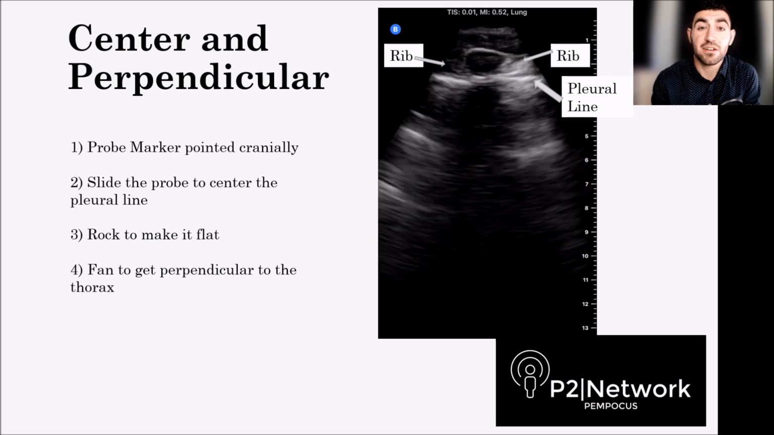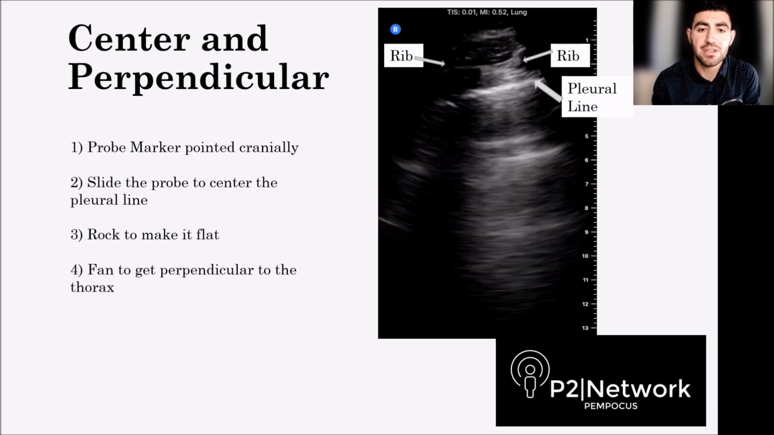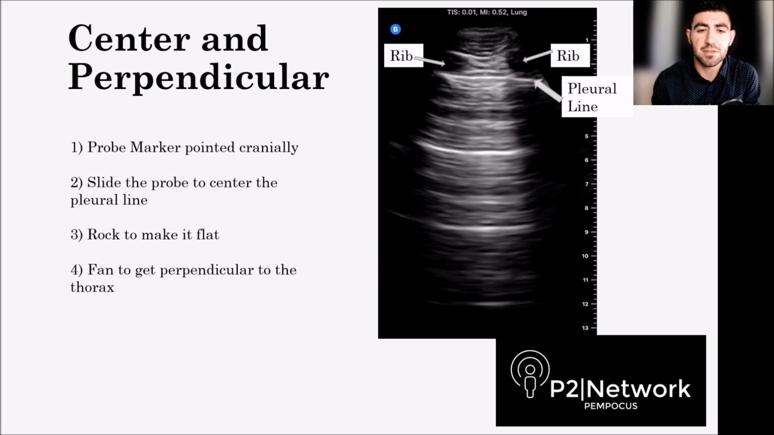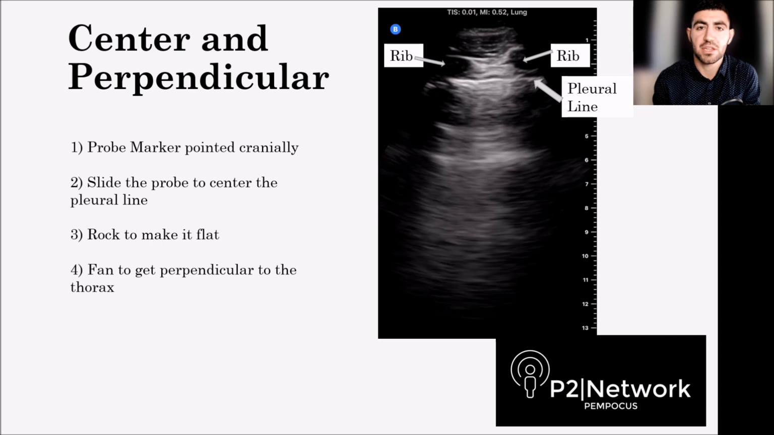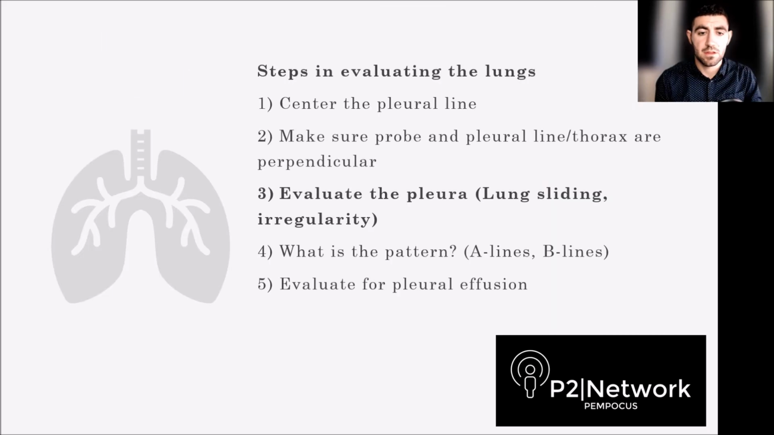Notice how it starts off as kind of a washed out image, where you're not really seeing a lot of detail that's deep to the pleural line, and then you get these nice crisp horizontal lines. That is exactly what you want. Now that you've centered the pleural line, we're ready to start analyzing it.